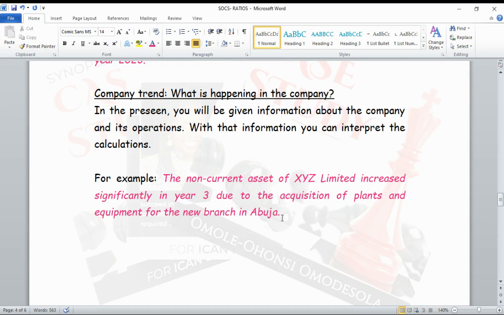Sometimes you can combine the three, and in some cases you may not combine the three. Imagine you have talked about the financial trend for a particular ratio, the industry trend, and the company trend. My dear future ACA, you have written up to 6 lines, and then you are good to go.